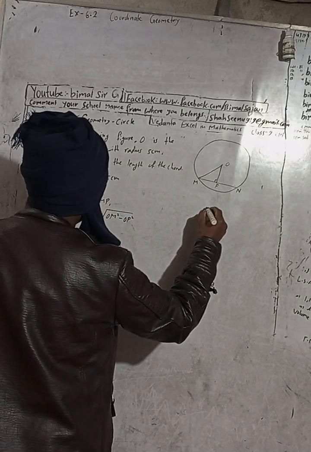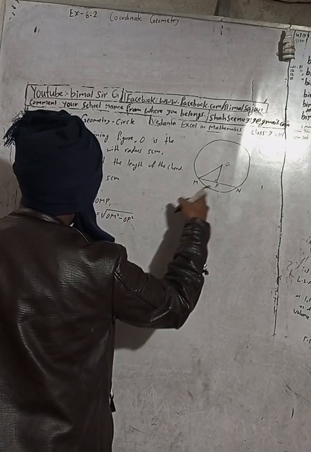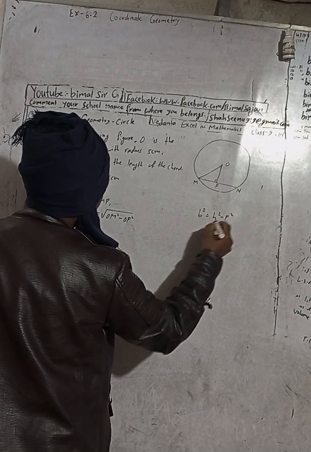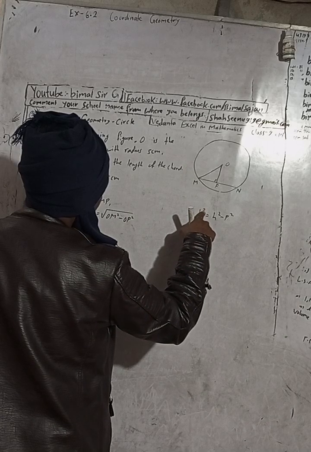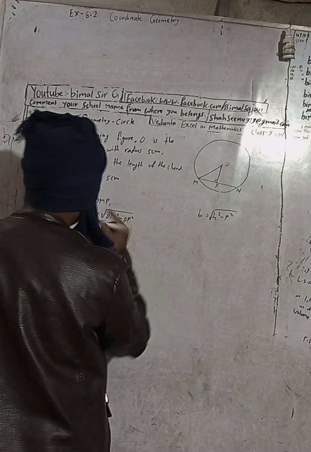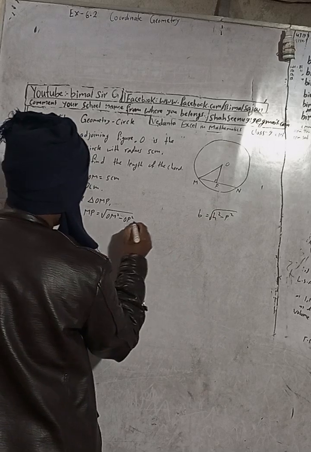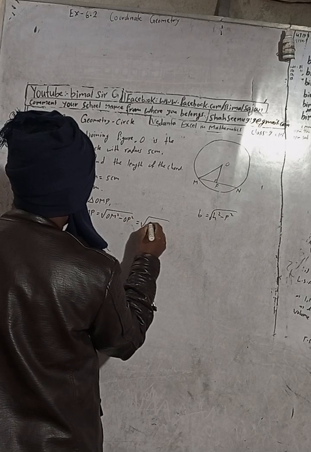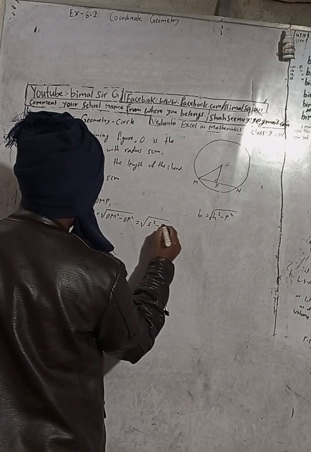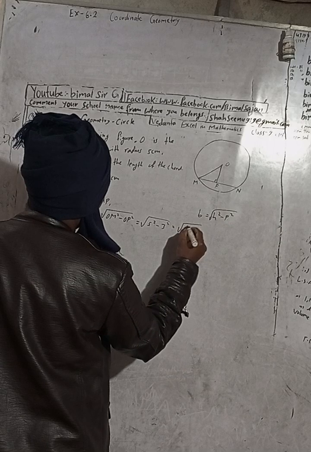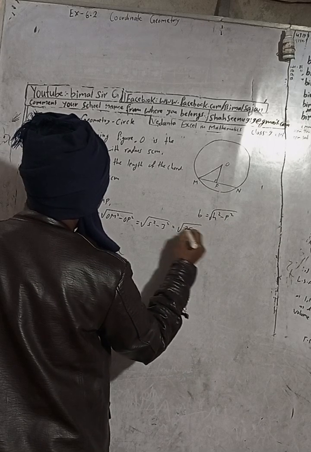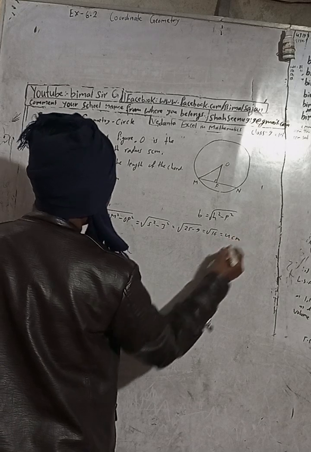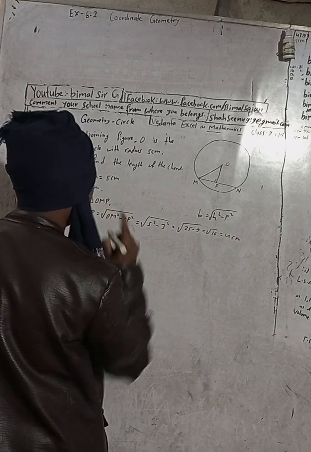Pythagoras theorem what tells? That this is OMP is just like base, okay? So base B is equal to root under H square minus P square, yes? So if we don't take this square, then this will be under root, okay? So this is the same thing here. Now this is equal to here, OM is how much? OM is here 5 square minus OP, OP is 3 square. So this is equal to root under 25 minus 9, so this is equal to root under 16, which is equal to 4 cm. Okay, so MP is equal to 4 cm.